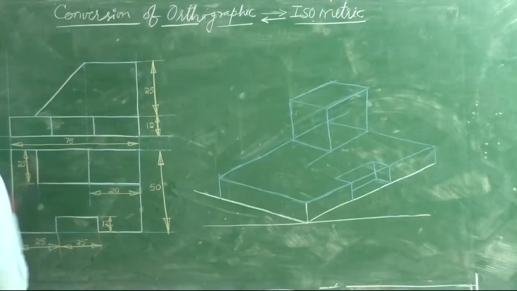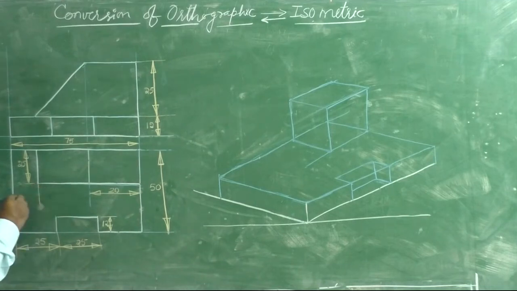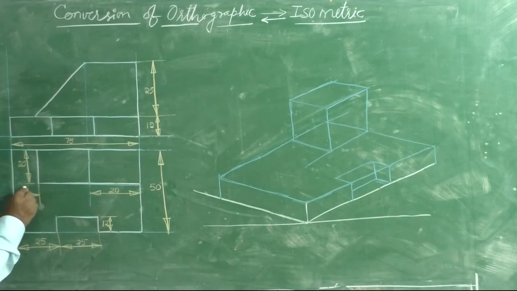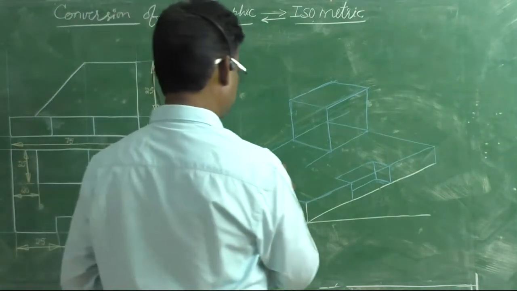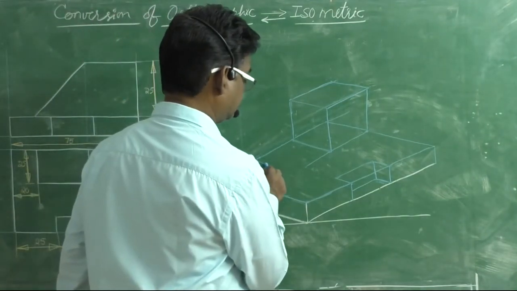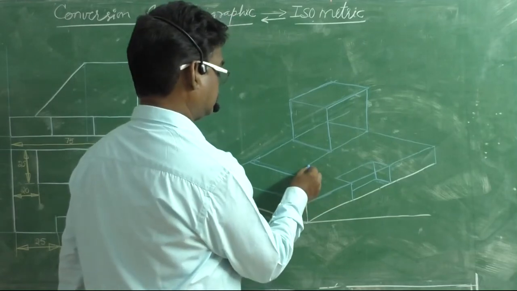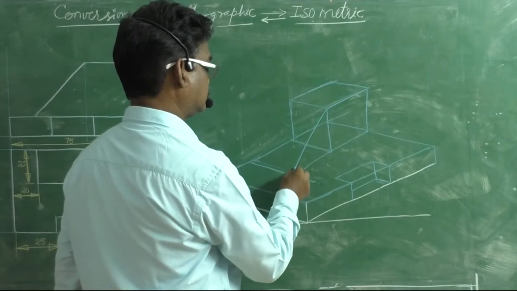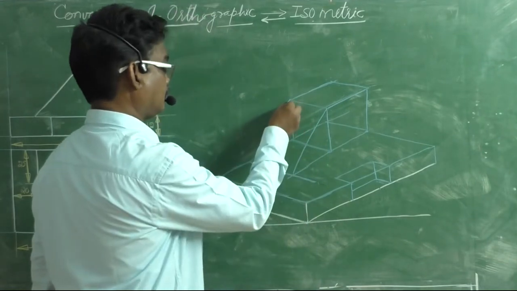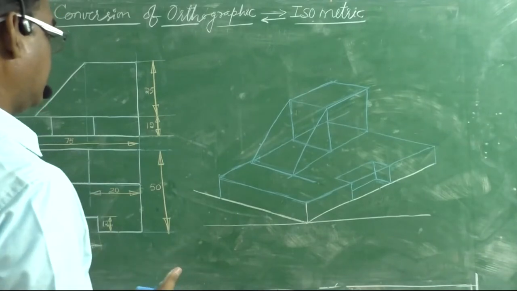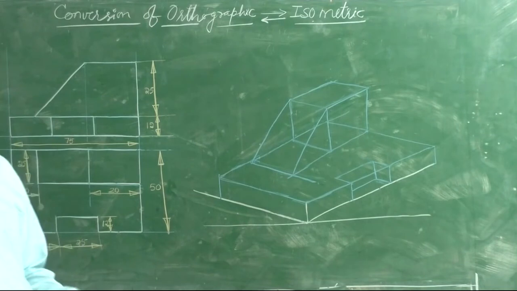Next one is 25. And this is 20. This length is equal to 20. Now, from here, at a distance of 20, you can draw a parallel line. Right. Now, all the parameters which are given in the front and top view are considered and the figure is completed.